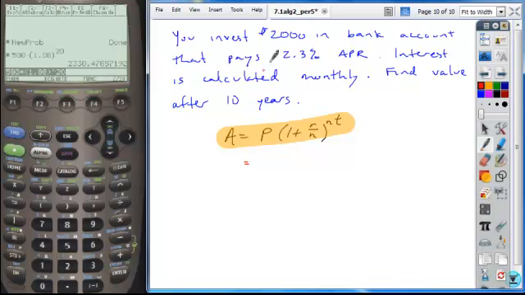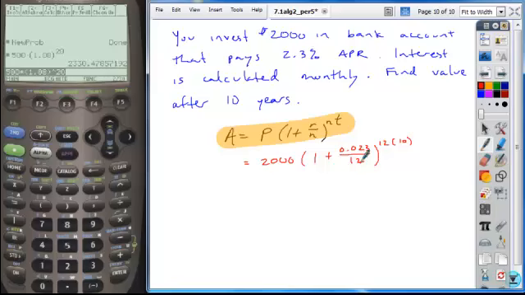So when you plug these in, your original investment was $2,000. Your growth factor is going to be 1 plus whatever your annual interest rate is in decimal form. So 2.3% in decimal form is 0.023, divided by n. How many compoundings occur if you get interest each month? How many compoundings occur in 1 year? 12. All to the power of 12 times t, which is 10.